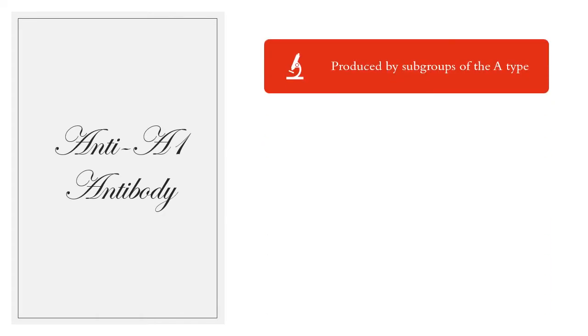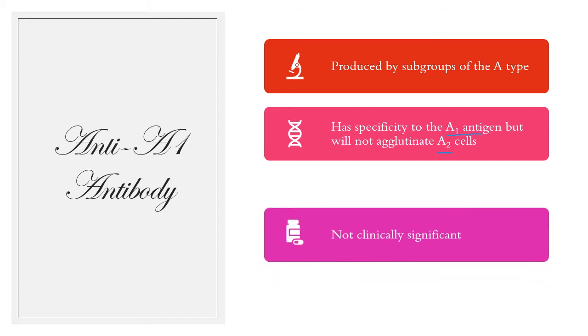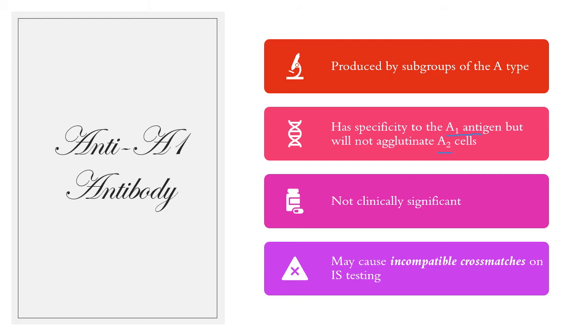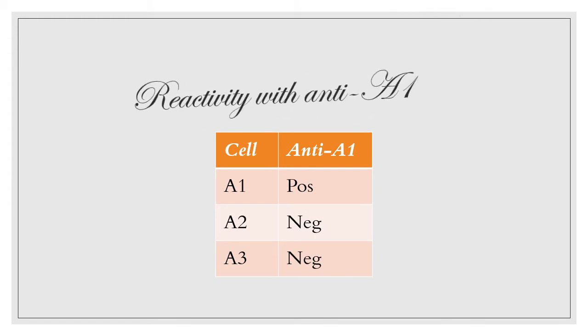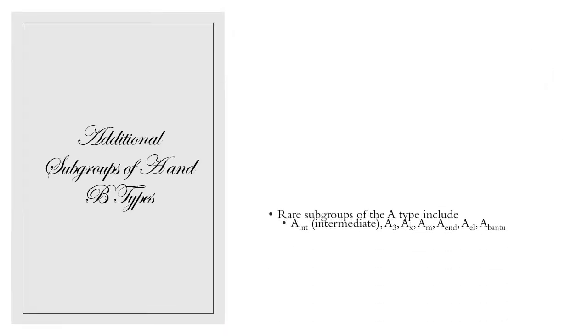Anti-A1 antibodies produced by the subgroups of the A type have specificity to the A1 antigen but will not agglutinate A2 cells. Not clinically significant, but it can cause incompatible cross matches on immediate spin testing. Reactivity with anti-A1: an A1 cell will be positive with anti-A1, an A2 cell will be negative with anti-A1, an A3 cell will be negative with anti-A1. So in essence, we say a person is A1 if they are positive with the anti-A1.